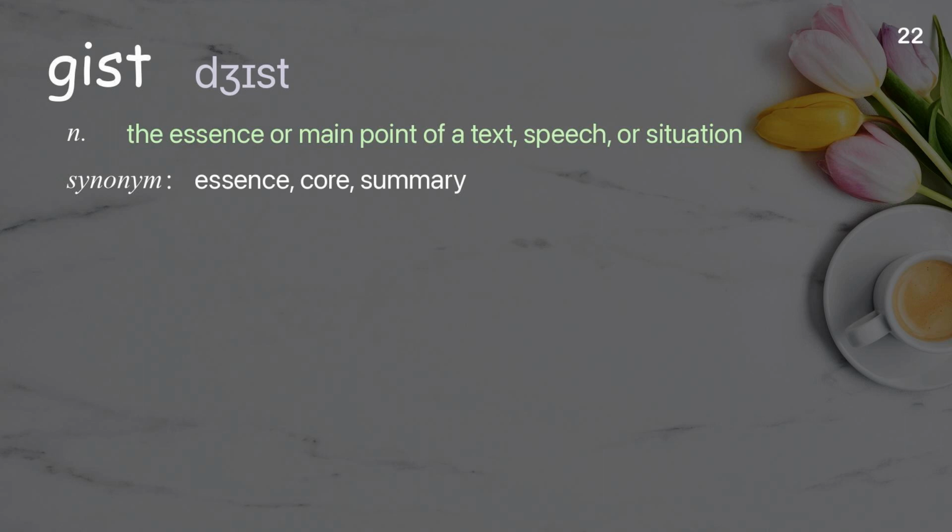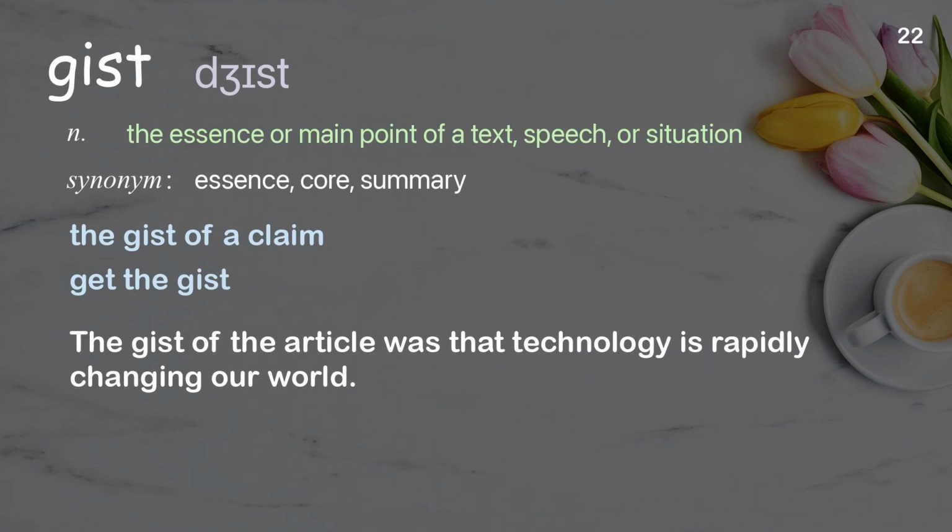Gist. The essence or main point of a text, speech, or situation. Examples: The gist of a claim. Get the gist. The gist of the article was that technology is rapidly changing our world.